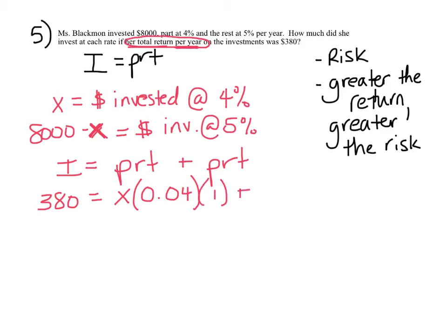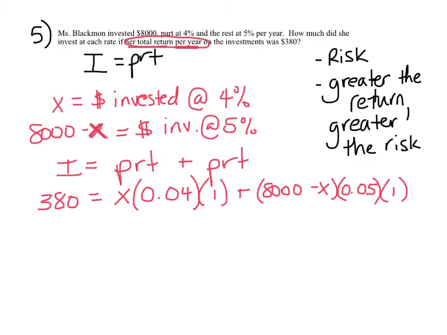Plus, now let's look at the second half. We need our amount invested at 5%, which is 8,000 minus X. We put in our rate. Our interest rate, remember, is percent as a decimal, and again, it's still just for 1 year.